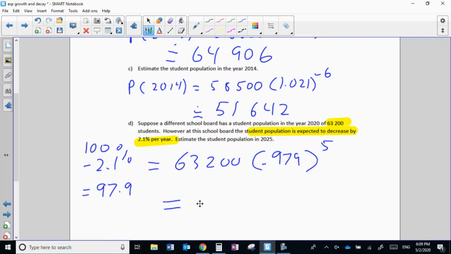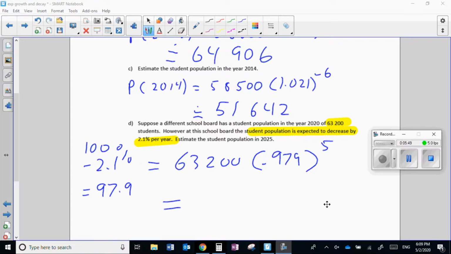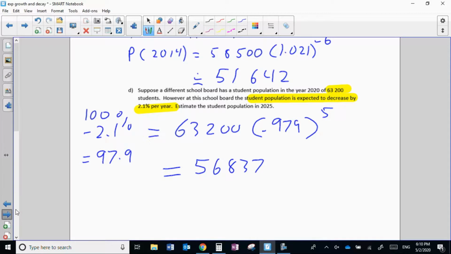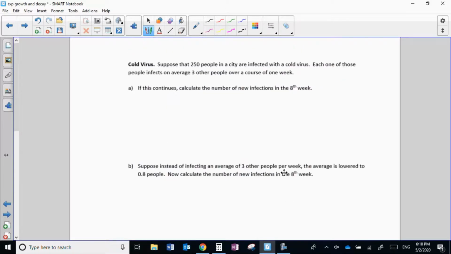This is an exponential decay example, so I plug that into my calculator, and it gives me an answer of around 56,837. Okay, kind of applicable to what's going on right now. Suppose that 250 people in a city are infected with a cold virus. Each one of those people infects, on average, 3 other people over the course of 1 week. If this continues, calculate the number of new infections in the 8th week.